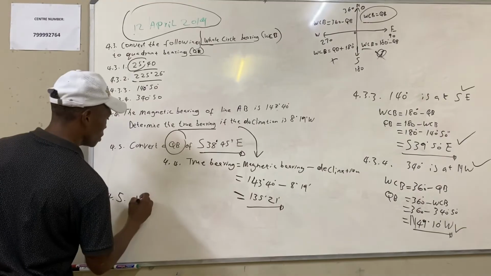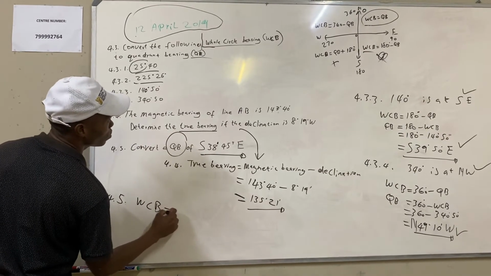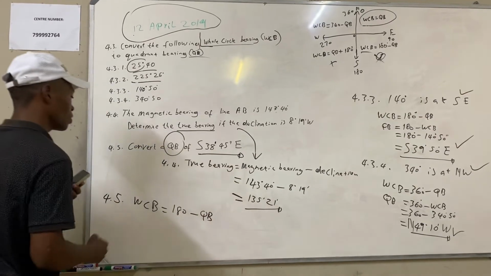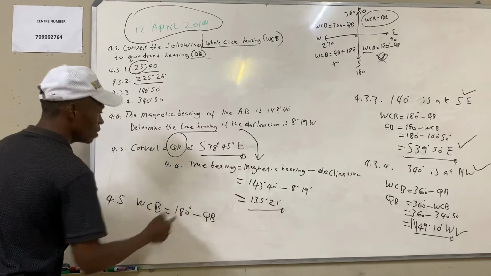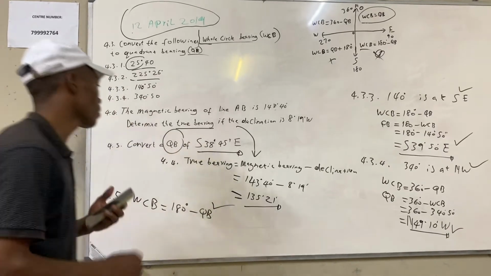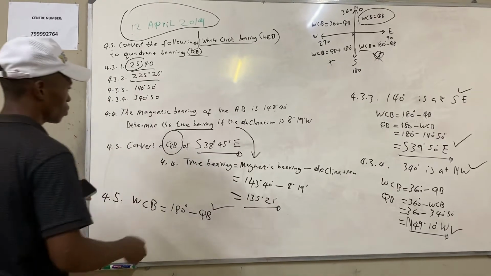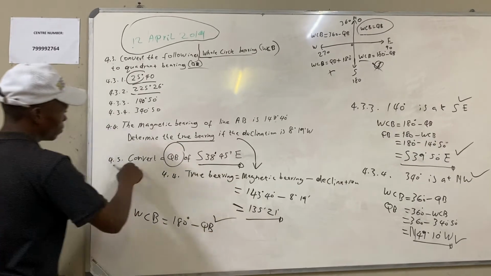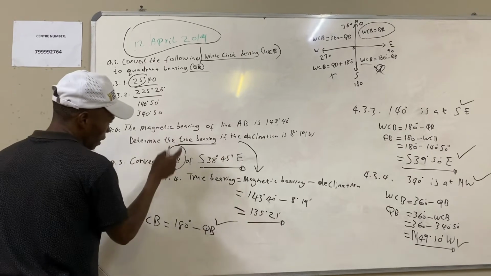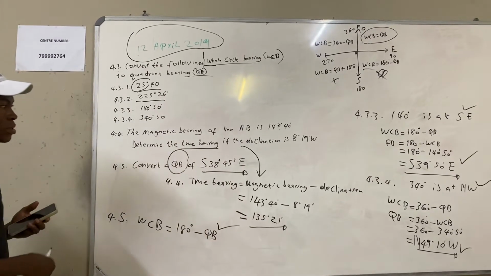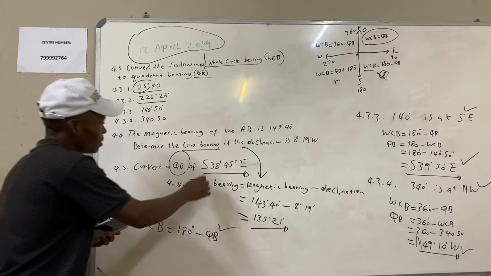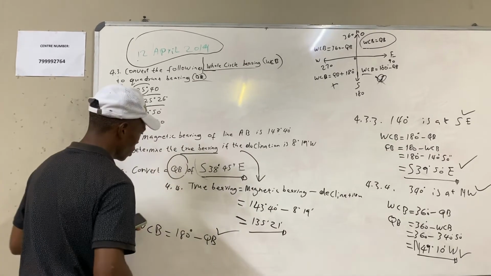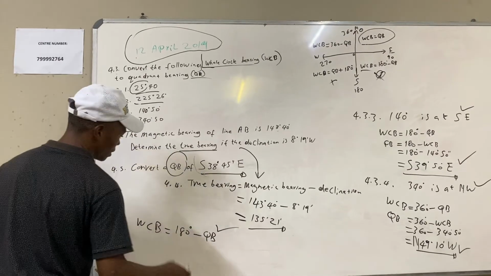Next, the WCB is equal to 180 subtract the quadrant bearing. So we just punch. The formula is very important. You are going to have 1 mark because it carries 2 marks. So it's tough. Don't forget we are calculating what? The whole circle bearing, because the question said convert a QB, a quadrant bearing, which means this number is for quadrant bearing. So we are calculating the whole circle bearing now.